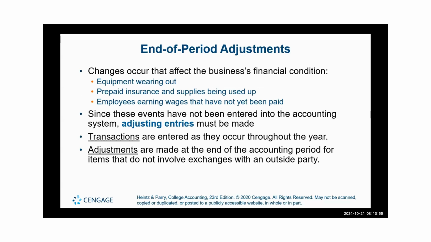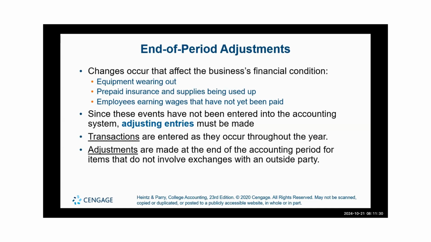All right, end of period adjustments. These are changes that affect the business's financial condition. So equipment that wears out, prepaid insurance, and supplies that are being used up. We've talked about how we can buy $160 worth of supplies, but at the end of the month, we don't have 160 anymore, right? I've used markers, pens, paper, whatever supplies are there. So I have to go in and adjust it, because if I leave the $160 on my balance, it looks like I have a whole bunch of assets, right?